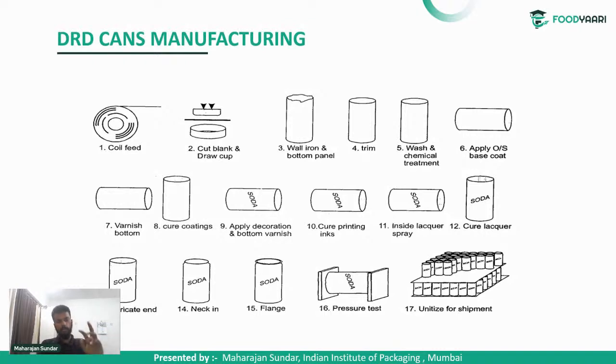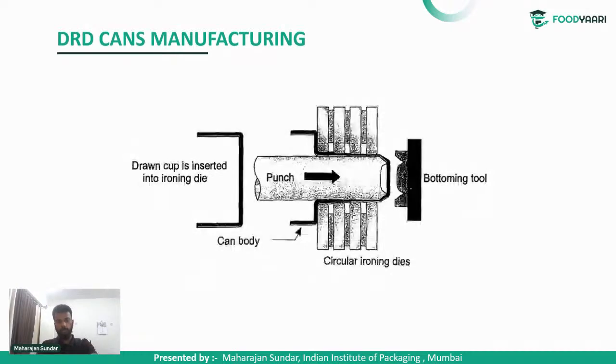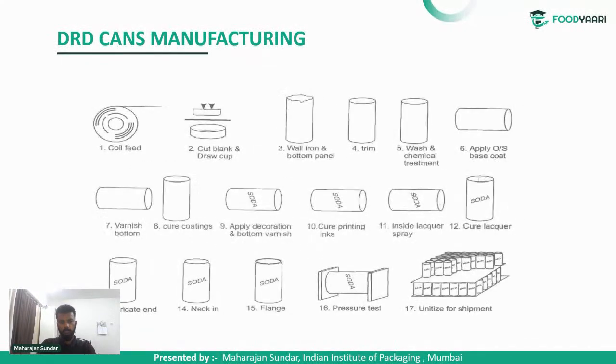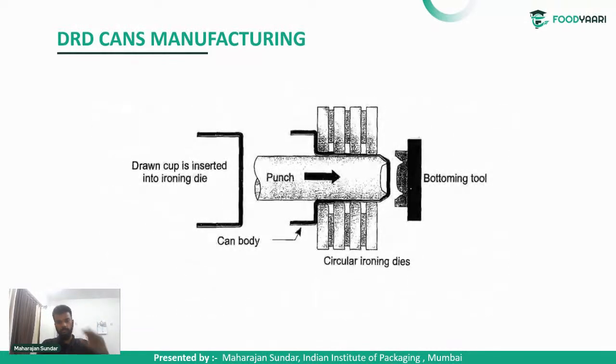And DRD cans, two-piece body cans. It is nothing but coil. The tin plated coil will be removed, and using die punch only, a small portion will be formed. Then what will happen? The portion formed, the second step we have seen, the cut blank and draw cup. It is the first draw, and here the drawn cups are further drawn to give the body a total shape by using a punch, and a bottom tooling element is also present, which gives the shape of the container. It is usually used for beverages packaging.